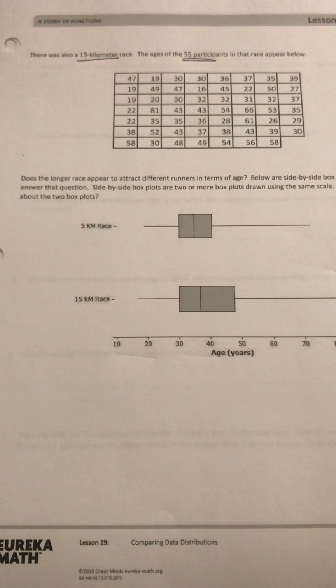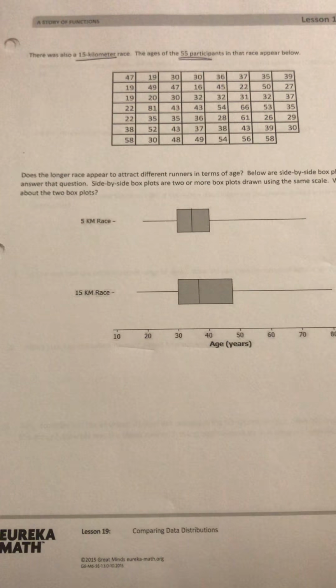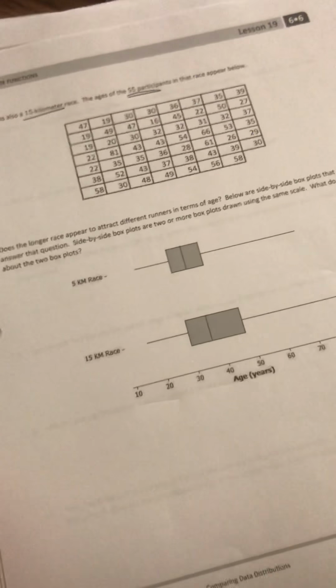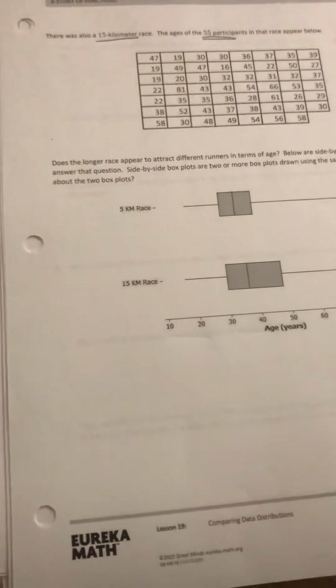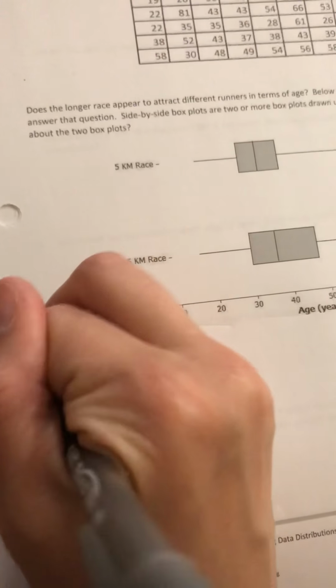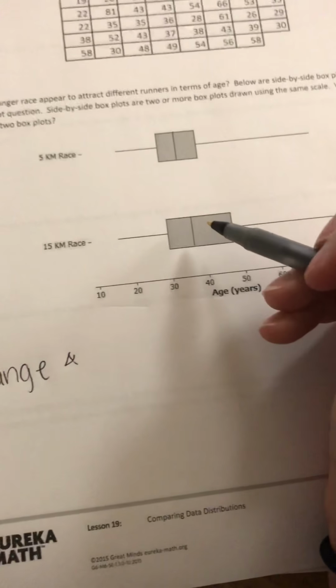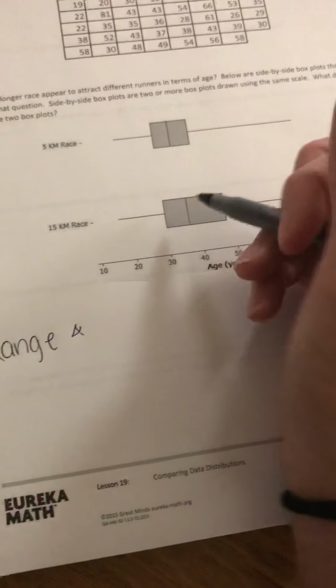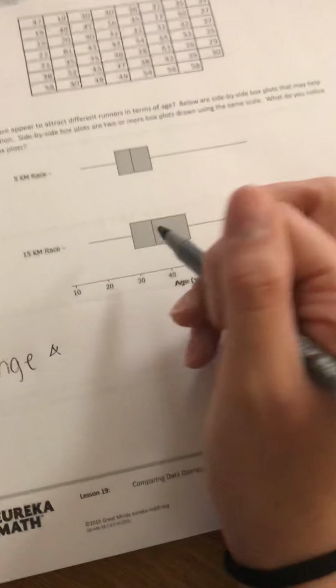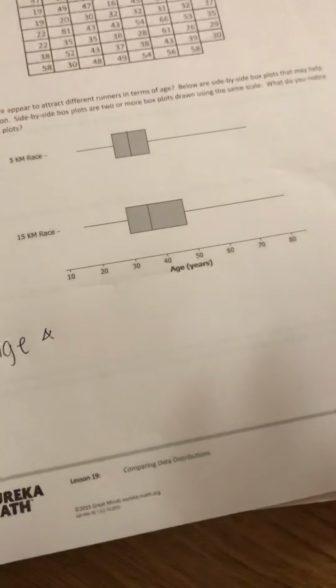So it says, does the longer race appear to attract different runners in terms of age? Here are the below side-by-side looks of the box plot. So it says, do they attract different ones? Well, the range is longer because you can see this one's a little bit longer even though the minimum is the same. So range, and you'll notice right here my IQR is longer or bigger, which means there's a higher spread, which means higher variability, which is not what we want.